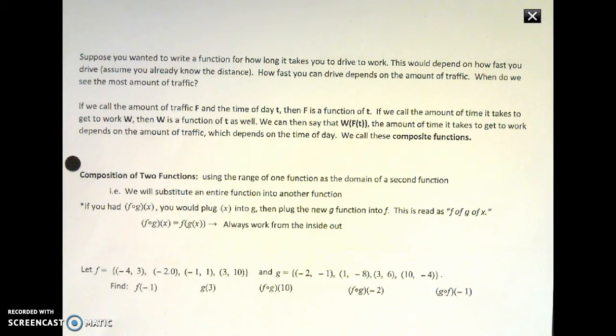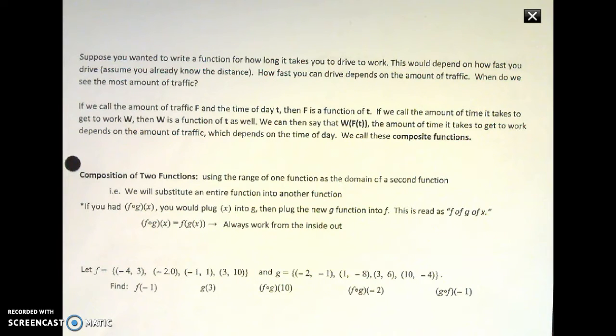If we call the amount of traffic f at the time of day t, then f is a function of t. If we call the amount of time it takes to get to work w, then w is a function of t as well. We can call this the function w of f of t. The amount of time it takes to get to work depends on the amount of traffic, which depends on the time of day. We call these composite functions. Everything's relatable here.